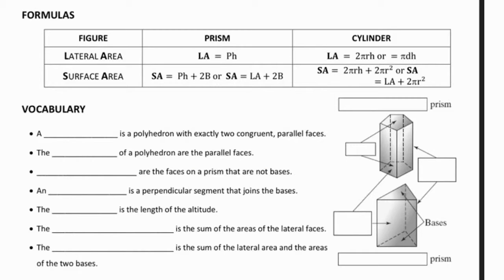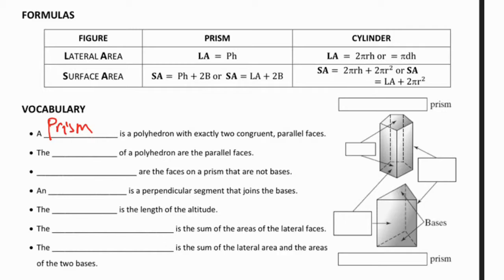So the first thing we're going to look at is the two formulas you're going to be looking at. So specifically, first thing we're going to learn is exactly what is lateral area and what is surface area and how do we find both. So let's just go to the vocabulary and we'll talk more about the formulas here in a second. So the first one, a blank, is a polyhedron with exactly two congruent parallel faces, and this is going to be known as a prism. So a prism has exactly two congruent parallel faces.